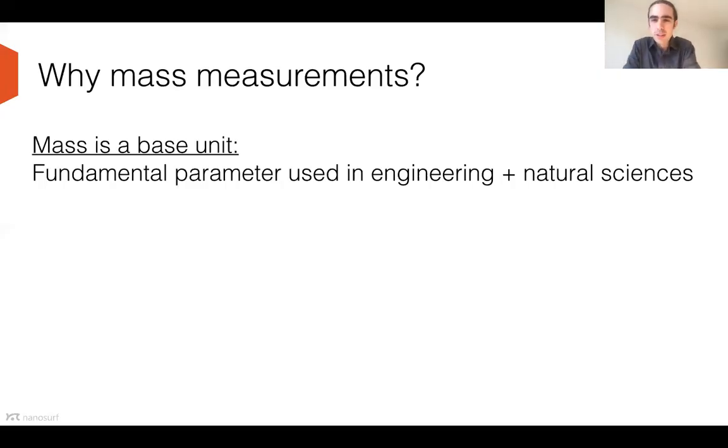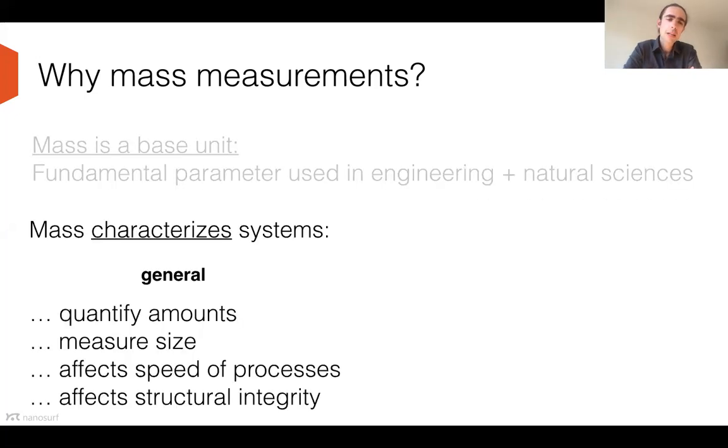Let's dive in immediately. So first, very general. Why is mass of interest? Why is it important? Well, mass is a base unit to begin with. That is, many units you might know are derived from these base units, a set of very fundamental units. And one of these units is mass. It's used all over in engineering and natural sciences, and the reason behind this is that mass characterizes systems quite well.